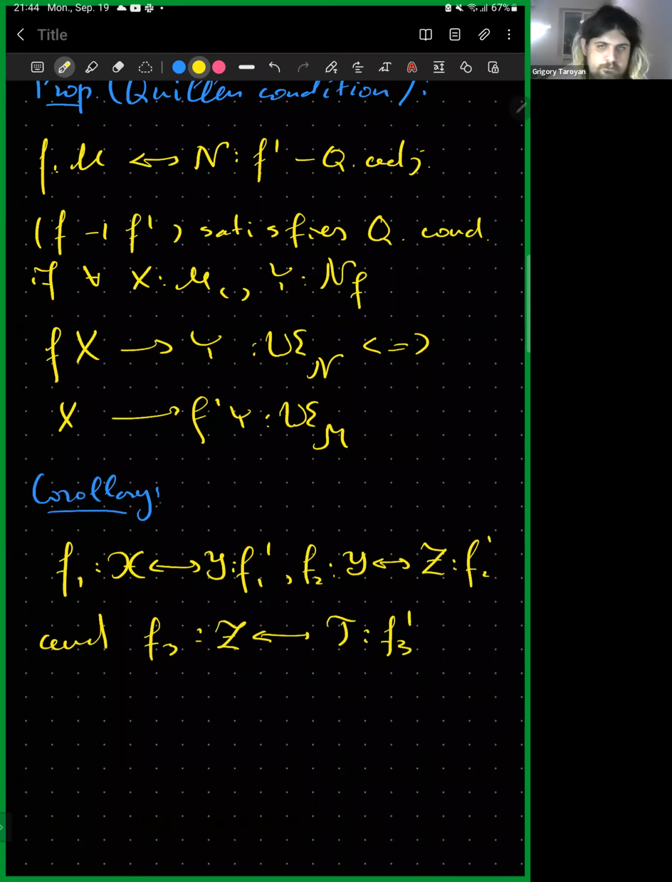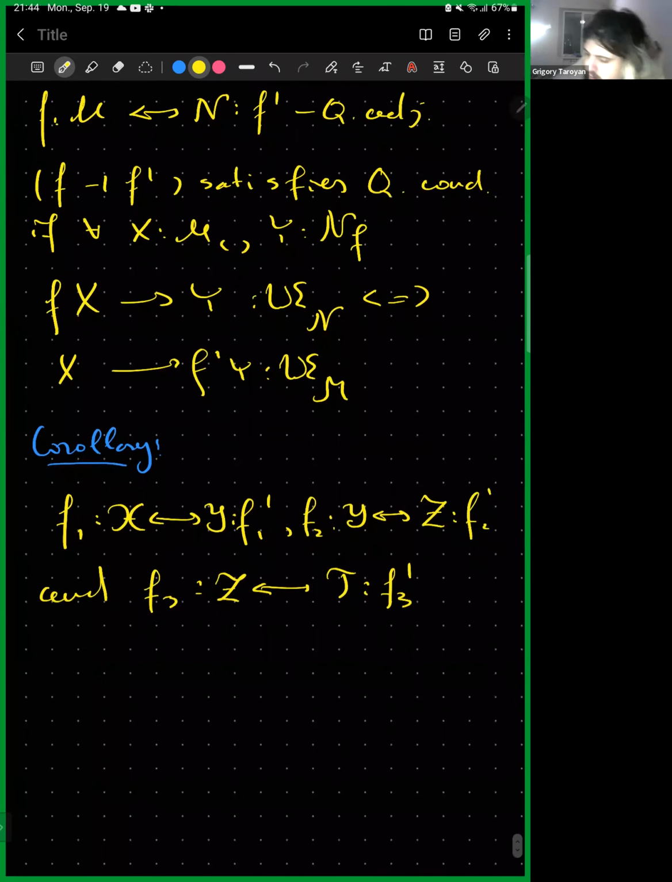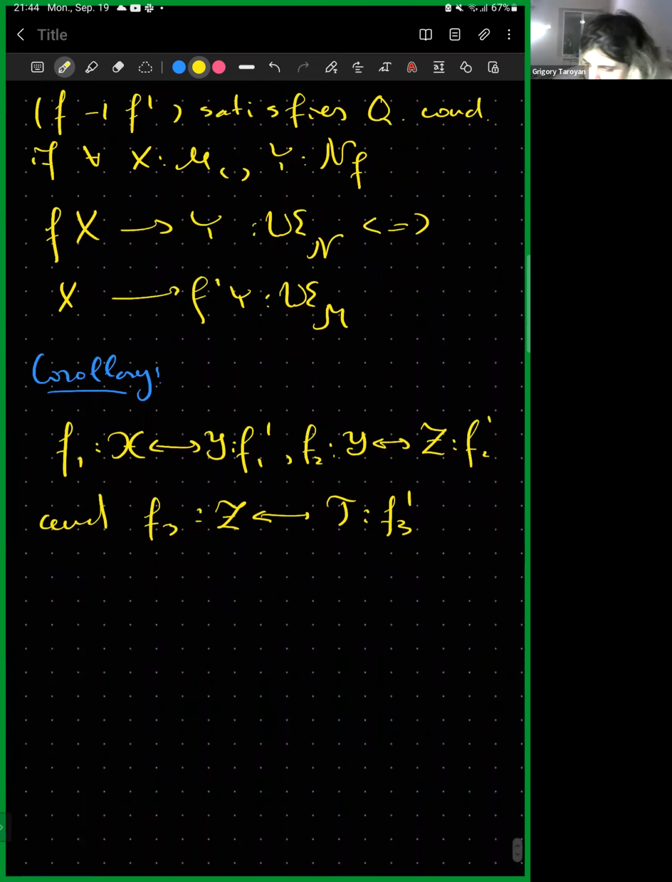Then basically the class of Quillen equivalences inside of all Quillen functors between model categories satisfies the 2 out of 3 property, or 3 for 2 property, if we use this custom terminology. So we consider 3 compositions.